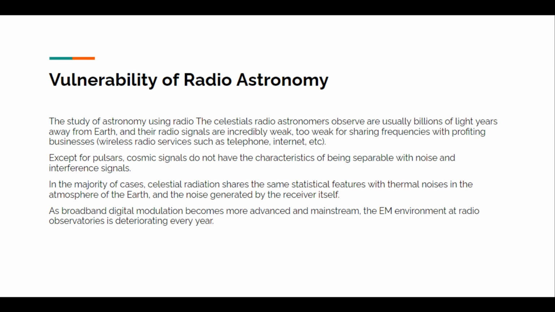As broadband digital modulation becomes more advanced and mainstream, the EM environment at radio observatories is deteriorating every year. Even in secluded areas far away from human activity, it could still be difficult to reach the maximum potential in terms of sensitivity for radio telescopes. In addition, as new broadband technologies and service applications continuously replace others, the environment of radio frequency interference is also rapidly changing. Instead of peak, high-power signals, these changes result in signals of lower power, which are more difficult to remove for the receivers of radio telescopes.